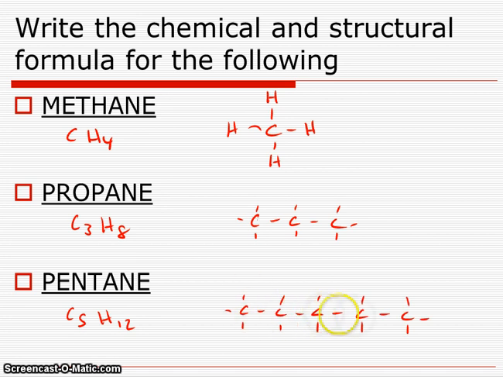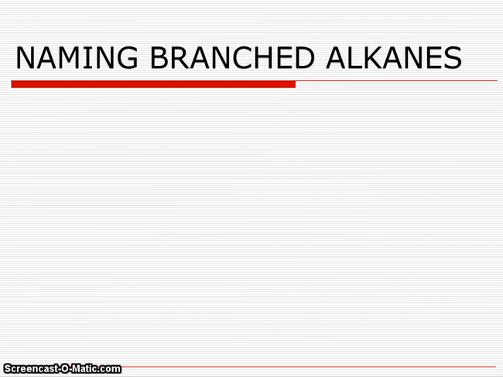So 1, 2, 3, 4, 5 carbons, and then 1, 2, 3, 4, 5, 6, 7, 8, 9, 10, 11, 12 hydrogens. And there's the structural formula for pentane. Now the next thing we want to talk about is the fact that alkanes are not usually just one long chain of carbons, but oftentimes there are lots of branches coming off of the carbon atoms. So we're going to go through the rules on how to name branched alkanes.